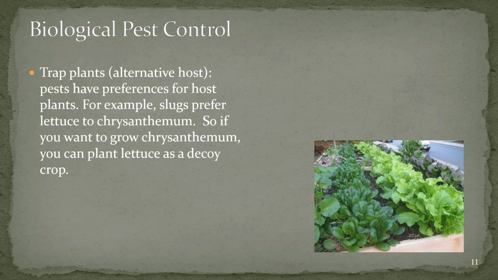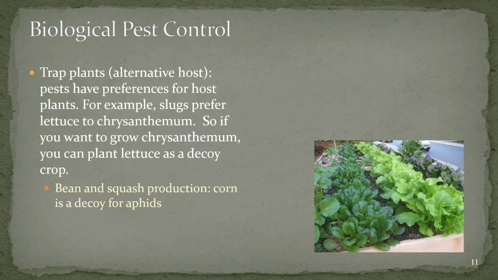We can also utilize something called a trap plant, which is an alternative host for whatever it is that's eating your ideal plant. So pests have preferences for host plants. So for example, slugs prefer lettuce to chrysanthemums. So if you want to grow chrysanthemum, then you can plant lettuce as a decoy crop.